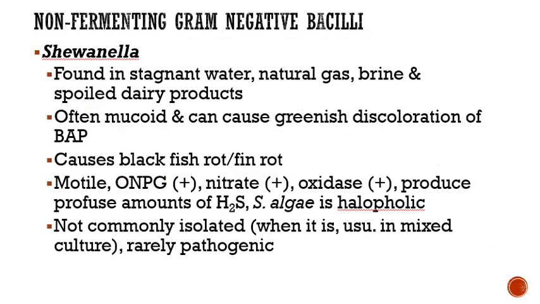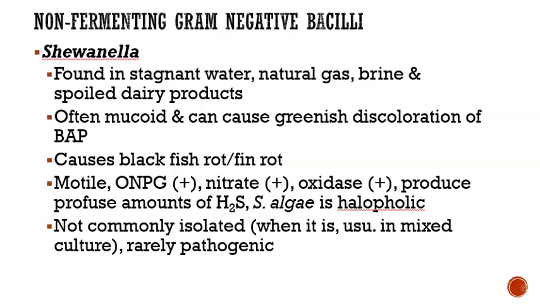And then the last organism in this group, Shewanella. This one has been recovered in stagnant water, natural gas, brine, which is salt water, and spoiled dairy products. Its colony morphology, a lot of times it can be very mucoid. It can cause a greenish discoloration on the sheep's blood. This is the causative agent of black fish rot or fin rot. So if you've ever kept fish or been to a pet store and you're looking at the fish and the edges of their fins look kind of jagged or torn, that might be due to Shewanella.